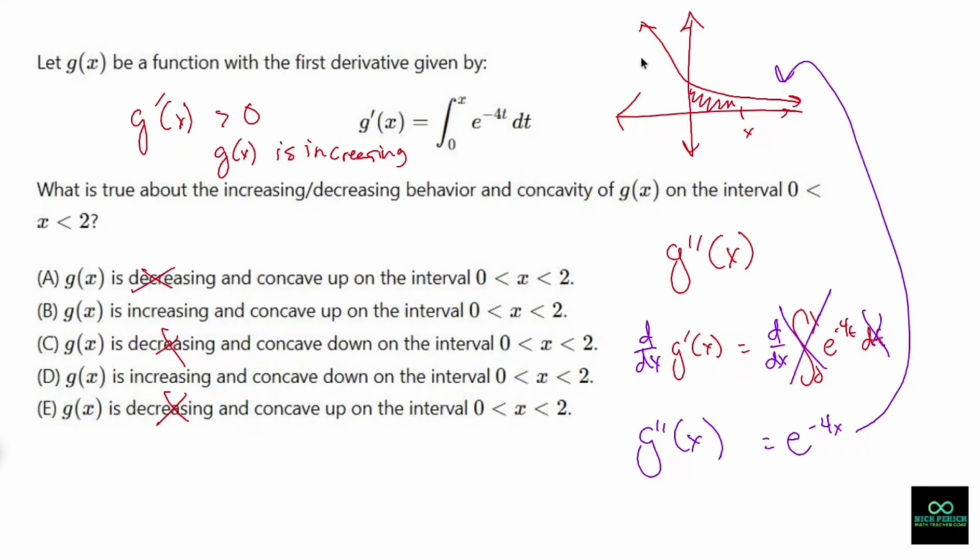Now that picture, even though it is drawn poorly, sure looks like the left side of concave up, doesn't it? So we can say that this is concave up. So since g of x is increasing and g of x is concave up, we could say that my answer is going to be B for this one.